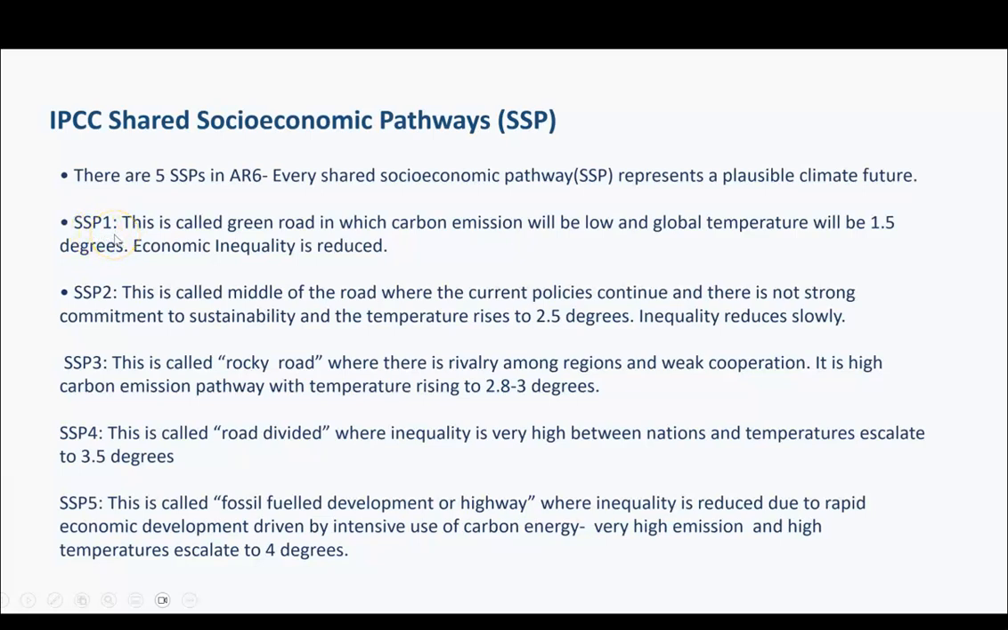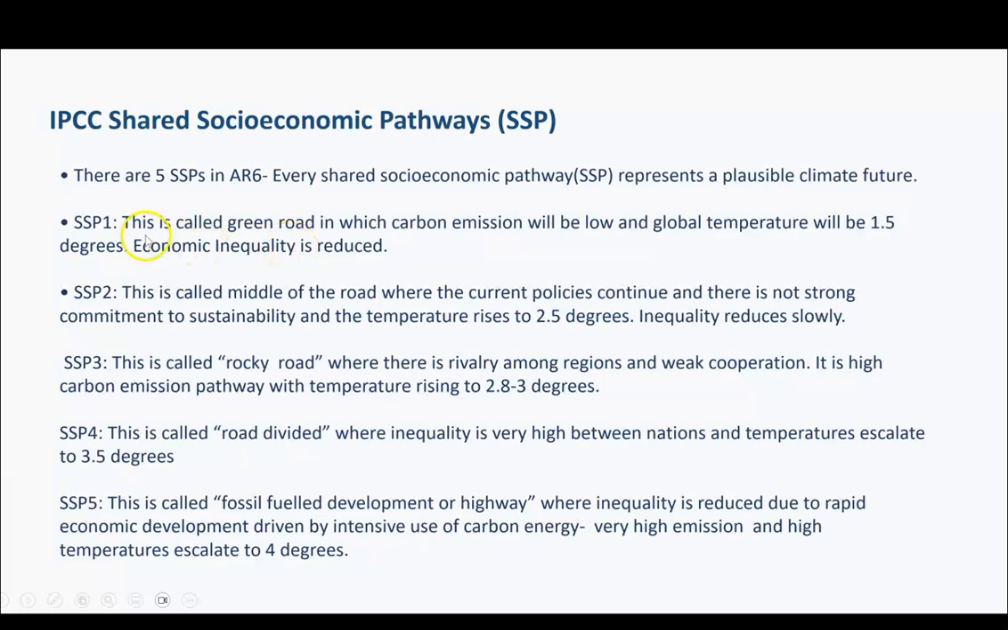Let's start with number 1, not 5. Beg your pardon. SSP1 is called the Green Road. It is called the Green Road because it represents a future where there will be a drastic reduction in carbon emission, and because carbon emission has been contained and reduced, the global warming will be held around 1.5 degrees. It is also assumed that under SSP1, the economic inequality among countries will be reduced drastically as well.